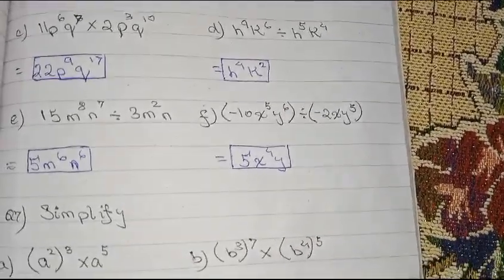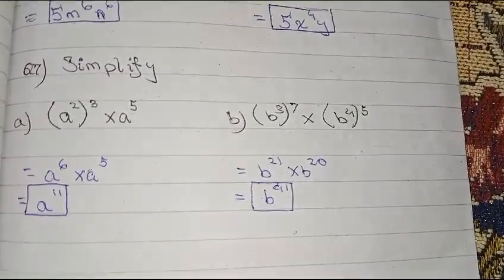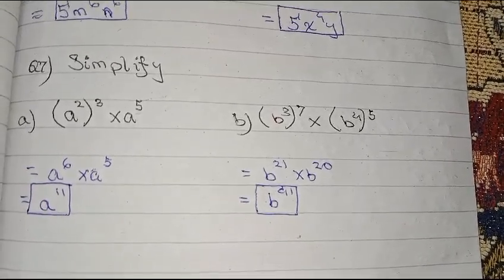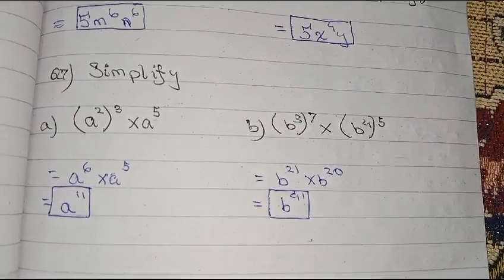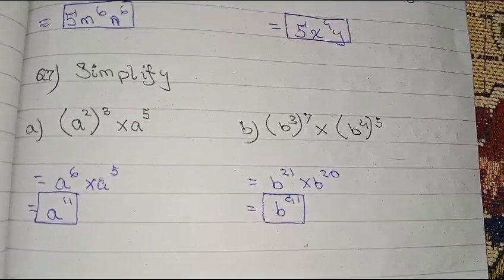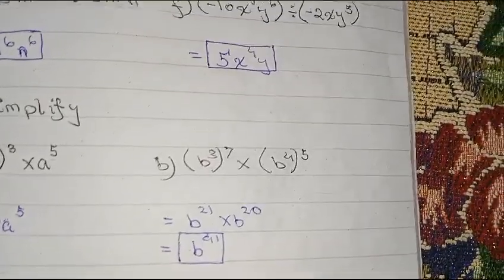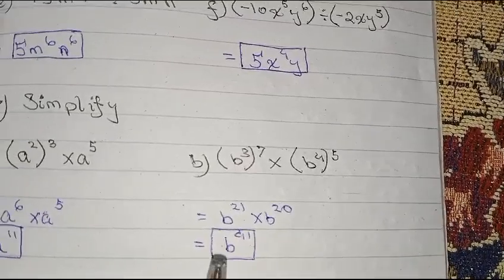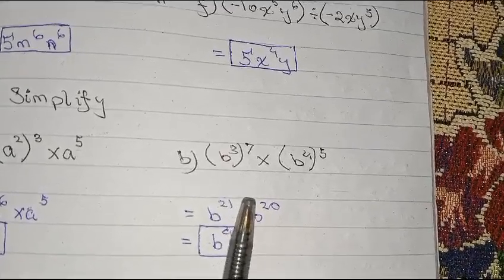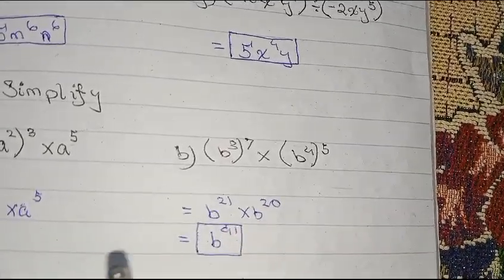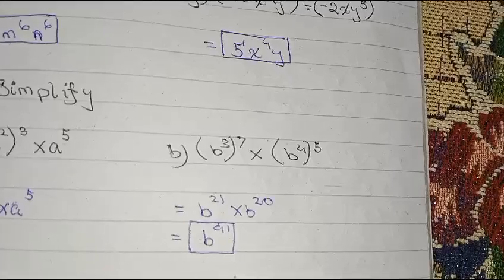So question number 7 says simplify. In part A, it says a square, bracket, power cube, multiplied by a power 5. We multiply the powers with brackets, so a power 6 multiplied by a power 5. When the bases are the same, we add those powers, so we get the result a power 11. Same in the next part: b cube, bracket, power 7, multiplied by b power 4, bracket, power 5. The powers inside brackets will be multiplied with the outside powers. So b power 21 multiplied by b power 20. When the bases are the same, we get the result b power 41.